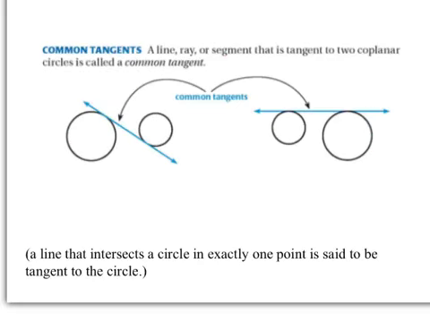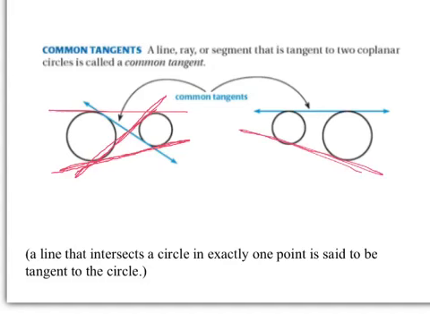Common tangents. A line, ray, or segment that is tangent to 2 coplanar circles is called a common tangent. A line that intersects a circle in exactly 1 point is said to be tangent to the circle. So I have 2 circles and a line that is tangent to 2 circles, so it has a common tangent. I could also draw this common tangent this way, or this way, or that way. 4 different ways I can draw a common tangent. Here I can go like that. These are the same circles, so there we go, common tangents.